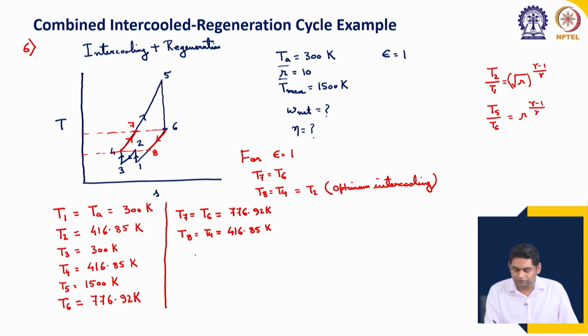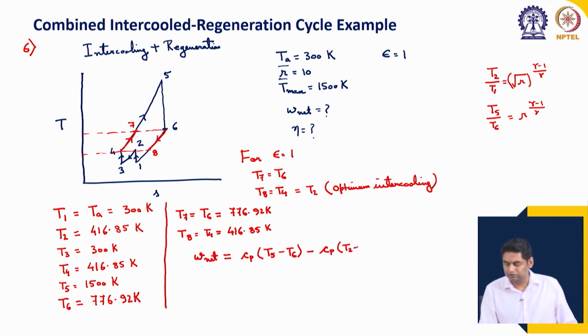What will be the net work output? Is it going to change from the previous problem? It is not going to change, because when we add regeneration, there is no change to the work output from the turbine or the work input in the compressor. So, net work output will remain the same. In terms of expression, it is C P into T 5 minus T 6, minus C P into T 2 minus T 1, minus C P into T 4 minus T 3.